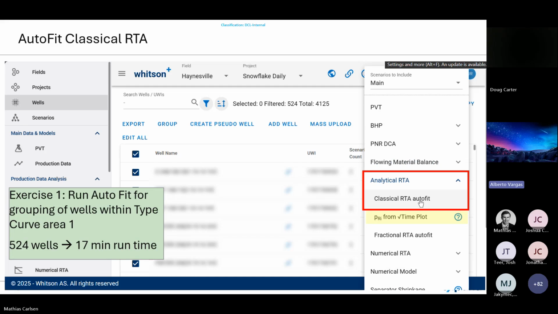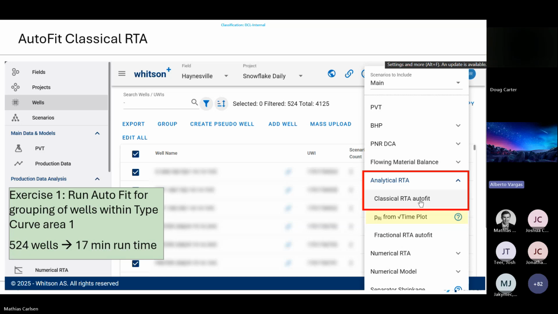So the first process that I did for this exercise was the regular auto fit on the classical RTA. So that's just going through your entire well list. And you can see what I'm highlighting: analytical RTA, classical RTA auto fit. This was done for 524 wells. I timed it and it took 17 minutes. Again, all about efficiency. So good job, Whitson team. Do I want to do that for every single well manually? No, because that would take me a lot longer than 17 minutes.